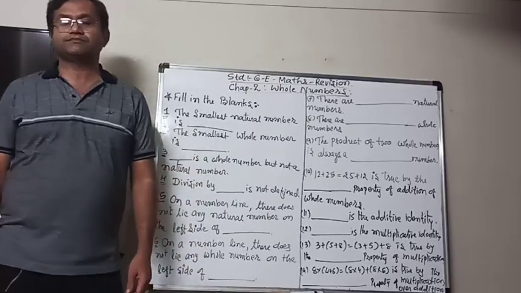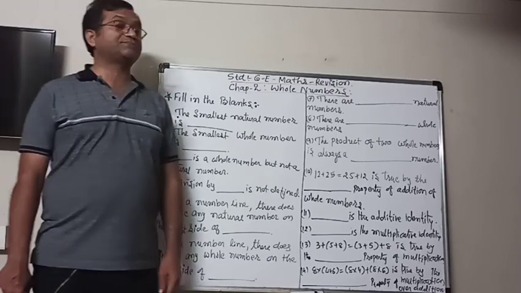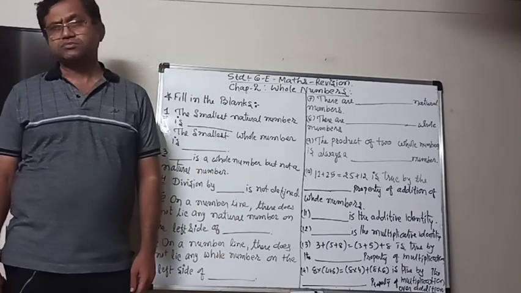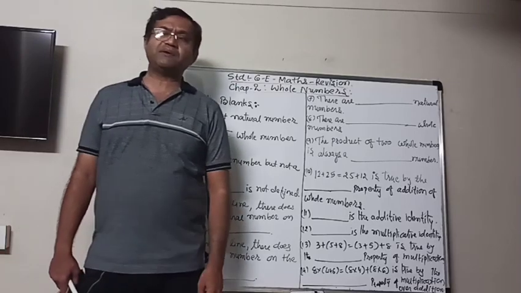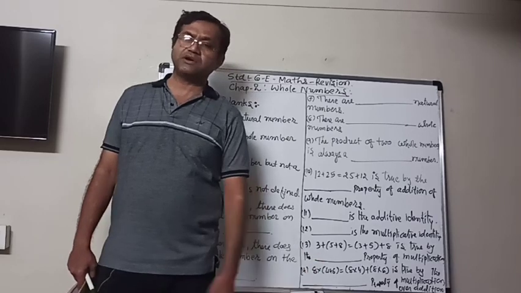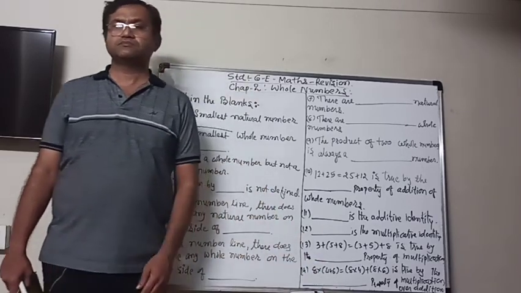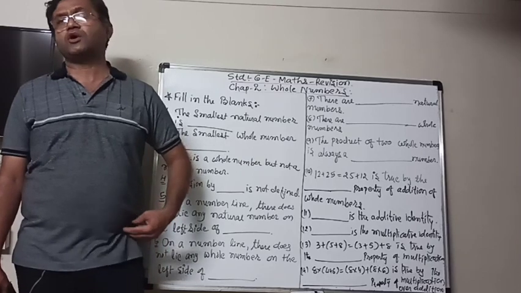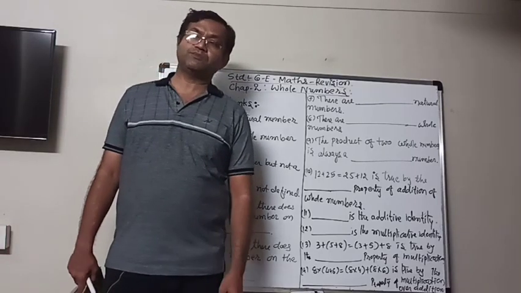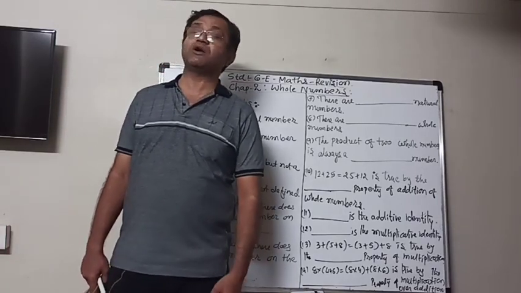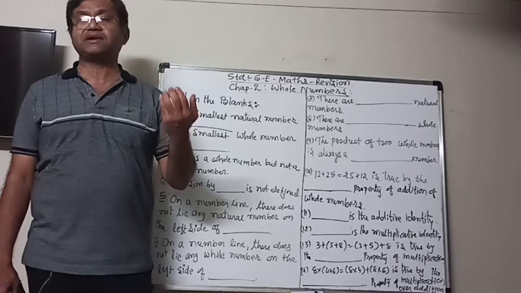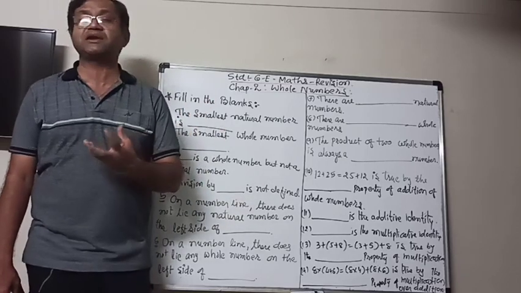Today we are going to start the revision of chapter number 2, that is whole numbers. Now we are familiar with the natural numbers, like counting numbers 1, 2, 3, 4 and so on. They are the natural numbers which start with number 1, so it is the smallest natural number. And we know that there are infinitely many, uncountable natural numbers.